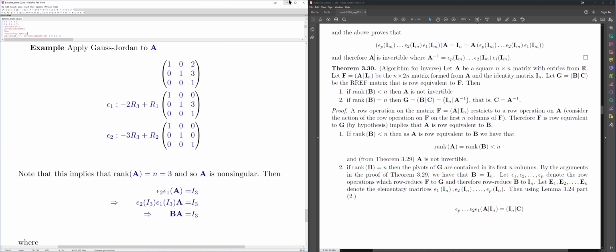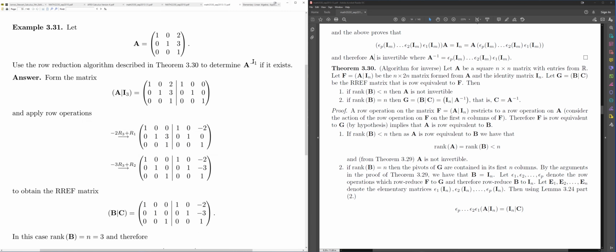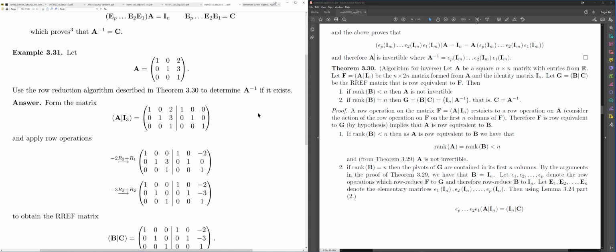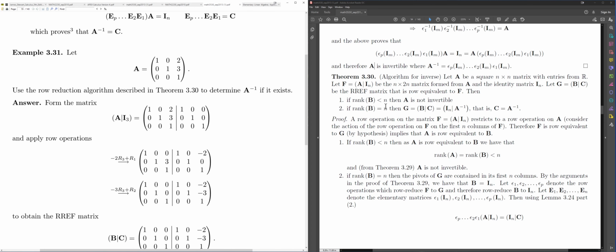So let's take a look at an example of how the algorithm works, how you actually calculate with it. I have a matrix A and I want to get the inverse of this matrix A.